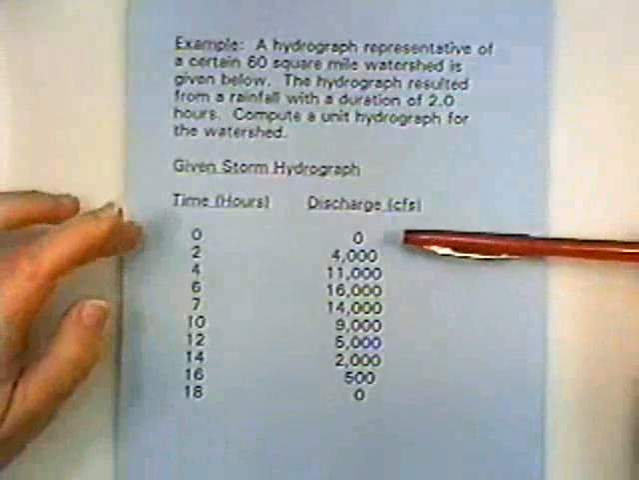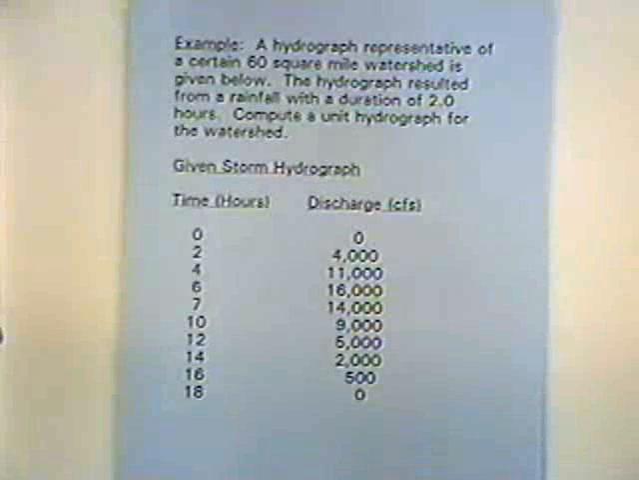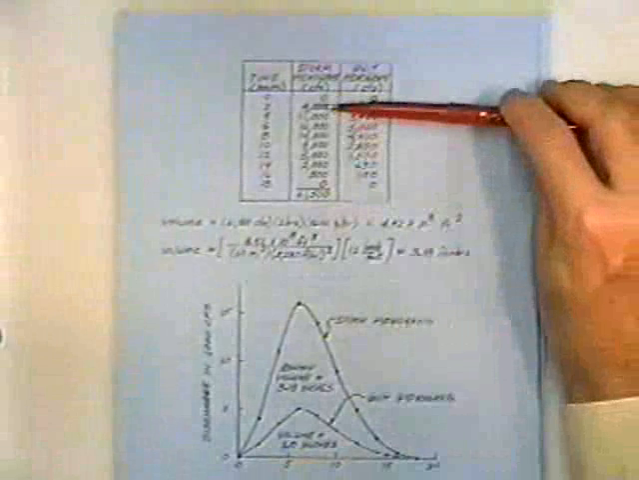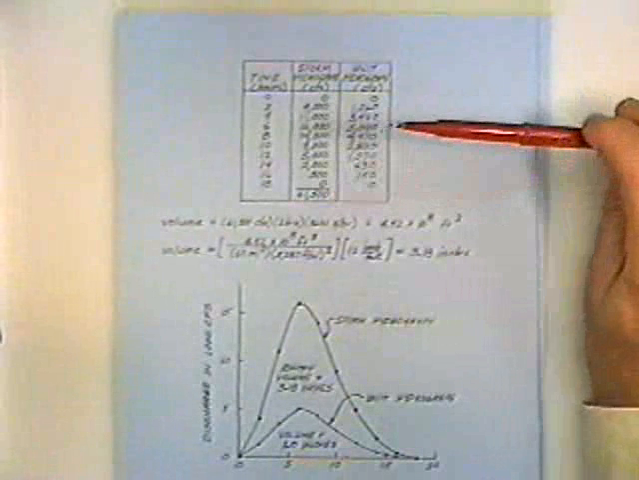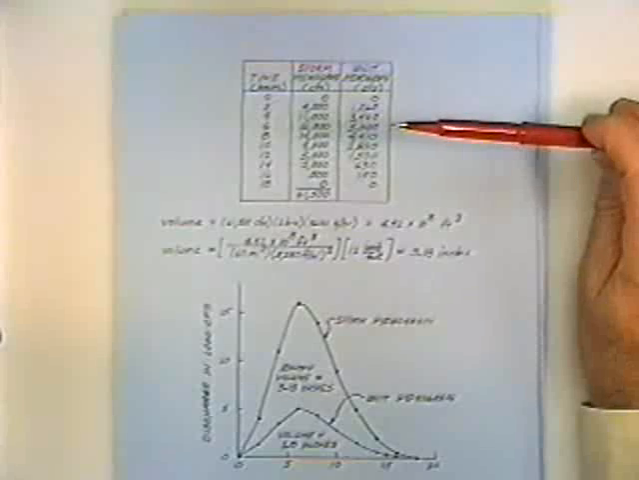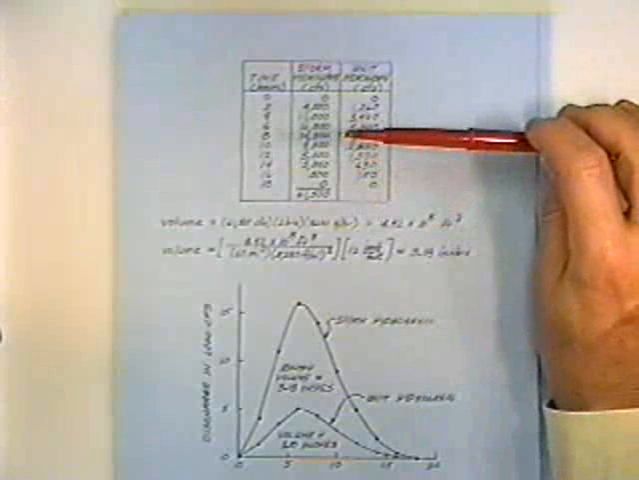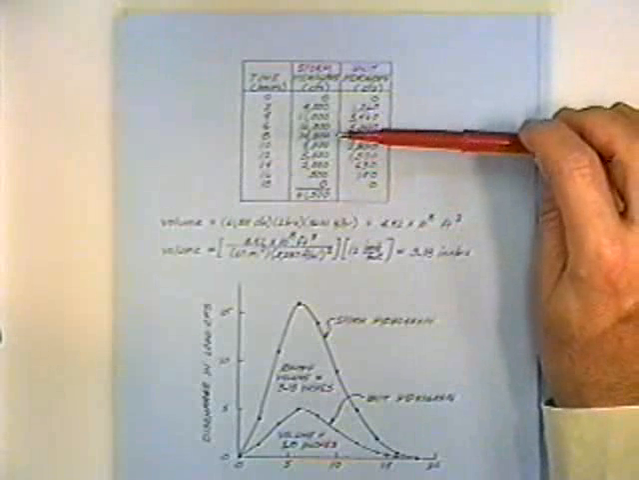In this example, we're given this hydrograph, and given this hydrograph, we want to compute a unit hydrograph. What we do is fairly simple. These are the ordinates, the discharges at different points in time for the given hydrograph. All we're doing is ratioing the ordinates. So we numerically integrate the hydrograph. That's just finding the area under the curve.